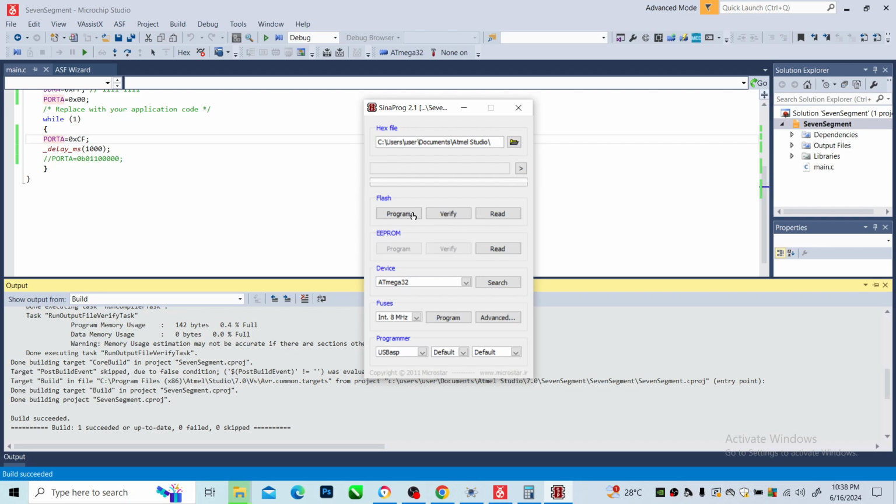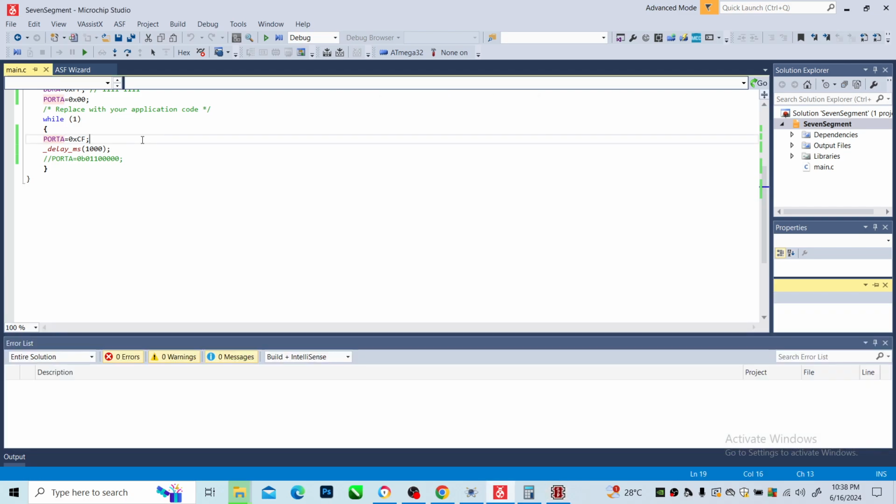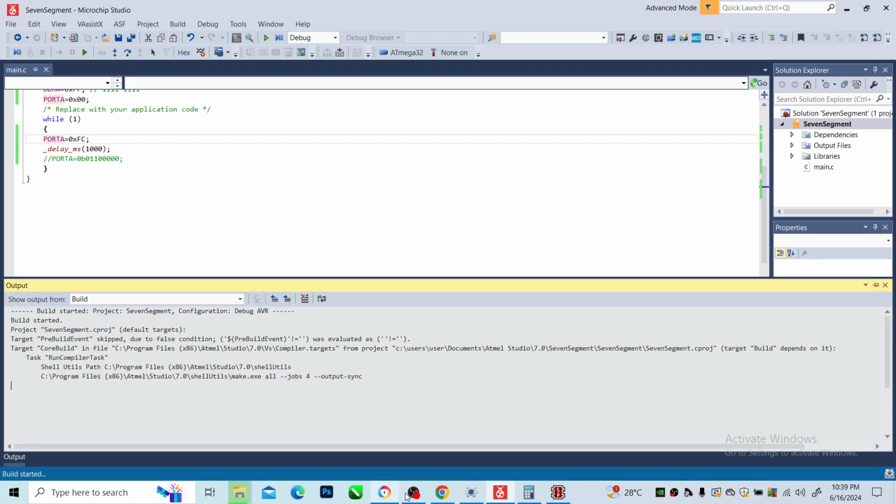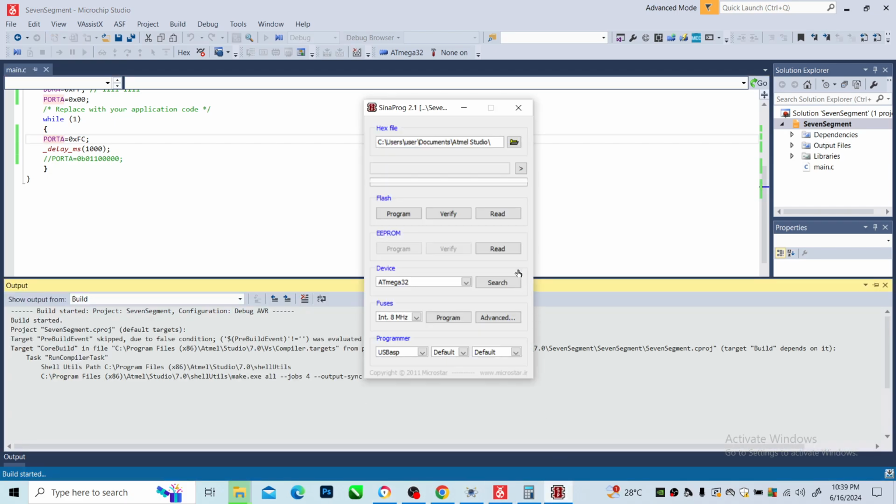Wow, this is giving me something else. Okay, I think I have to just fix this. CF. I hope I did not make a mistake. That's the difference between simulation and real life. So let's just take time and do the right thing.